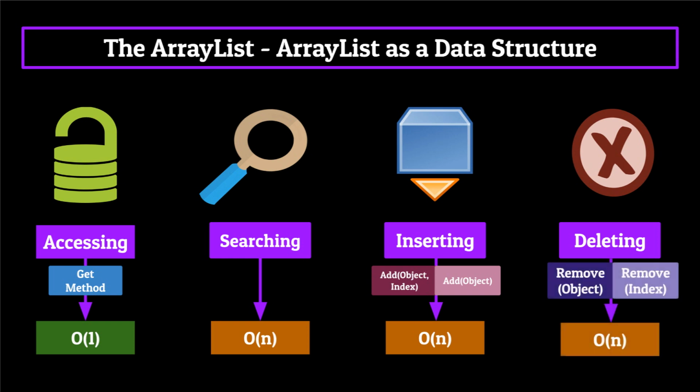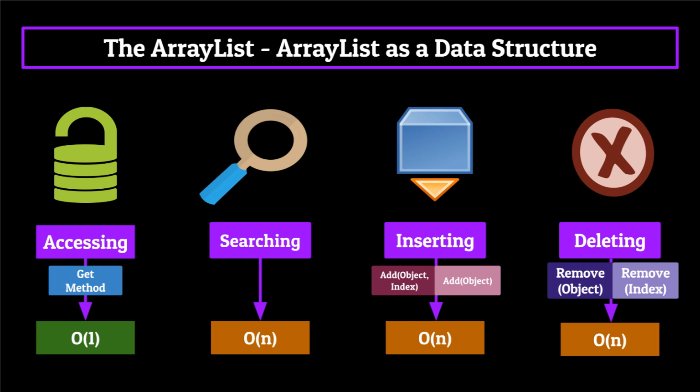Deleting is O of n for the exact same reason. If we want to delete the first element within the array list, we would then have to shift every element down one to save space. Additionally, if we want to delete an object contained at the last index, we have to search through the whole list to find it. Either way, it will be O of n.